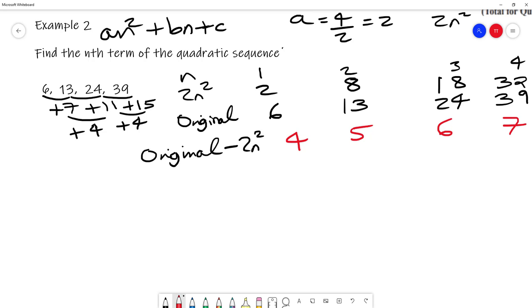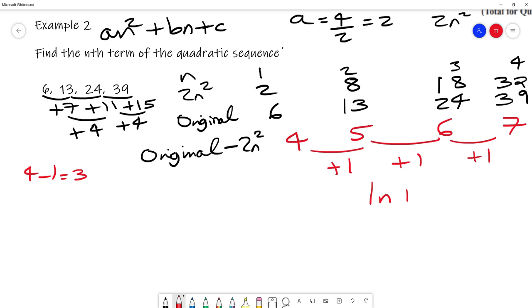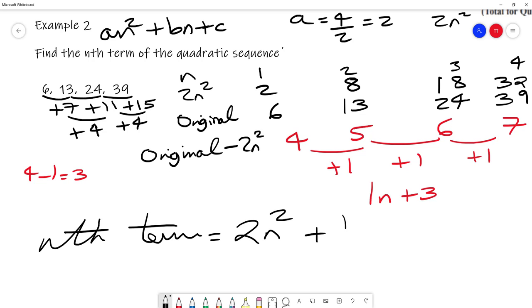Don't forget this is an arithmetic sequence, so we can see that we're going to add 1 each time. So the linear sequence is 1n, and then we do 4 take away 1, which is 3, so we get 1n plus 3. But don't forget this is the nth term of a linear sequence, so for the nth term of the quadratic sequence we need to add on the 2n squared. So it's 2n squared plus 1n plus 3, and that's my nth term of the quadratic sequence.